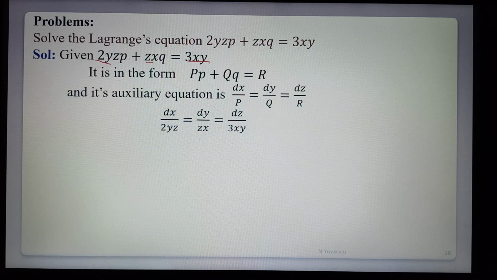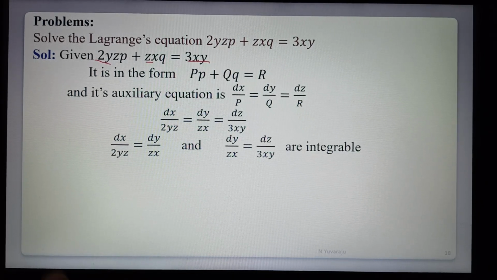So observing the three sets of equations, any two sets are integrable. Which one do we choose? The first set is integrable, easily integrable, see, z cancels. The second set dy by zx is equal to dz by 3xy is also integrable. The third set is also integrable. So you can choose any two sets that are integrable. Choosing differently, we get different solutions; there is no rule that the solution must be the same. So choose any two sets, the first two sets, or the first and third.